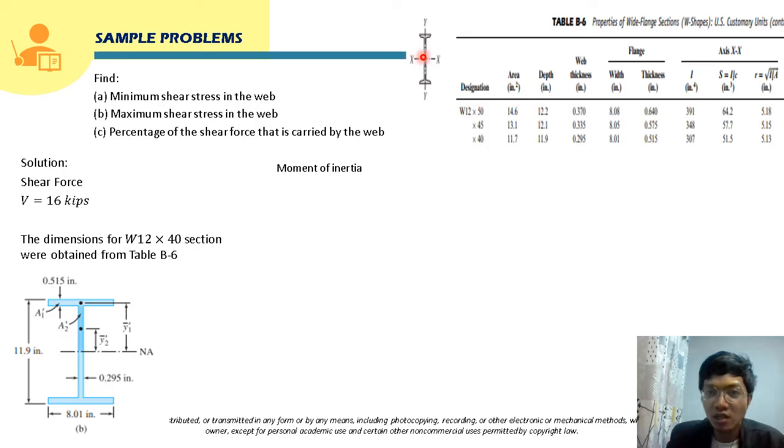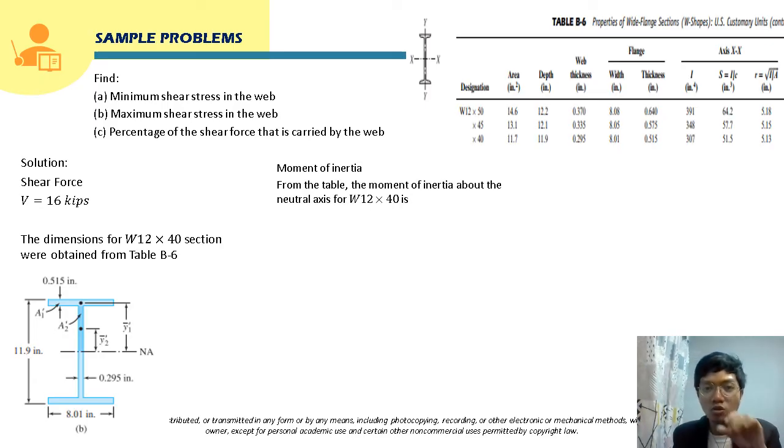So, ito, class, yung neutral axis, no? Itong x-centroidal axis na to. Okay, so, class, yung moment of inertia about the neutral axis, which is here at xx. Okay, so naka-indicate na rin dito, class, yung moment of inertia niya. So, the moment of inertia about the neutral axis, class, of W12 by 40 ay 307 inches to the fourth. Okay, so nakalagay na siya dito. Okay, so proceed tayo to our next step.